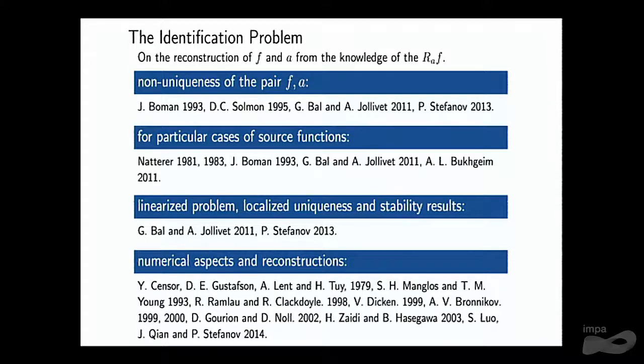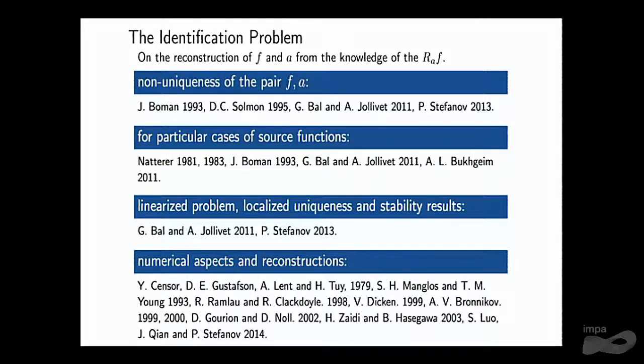This problem of recovering F and A simultaneously has attracted a lot of interest. For instance, numerically, there are a lot of people trying to recover both F and A from just the ballistic information. But in general, theoretically, there is no uniqueness. There are counterexamples showing that you can have two different pairs of source and attenuation with the same ballistic measurements.